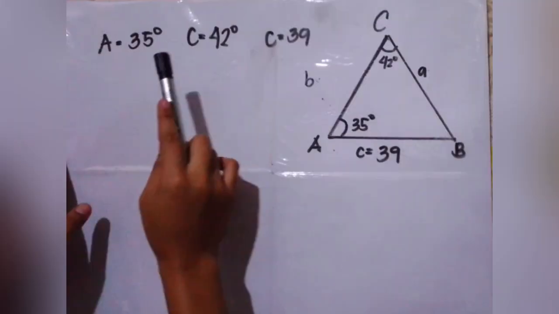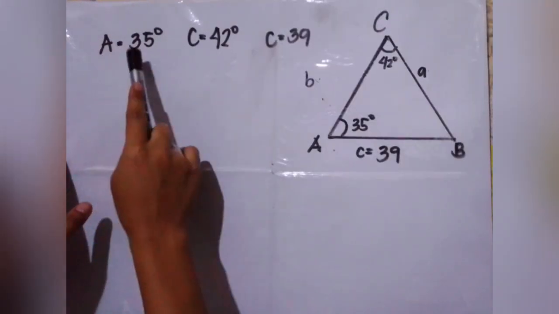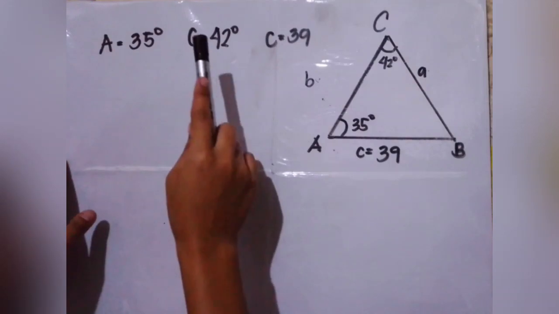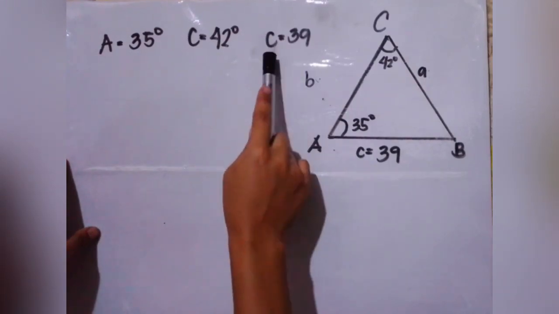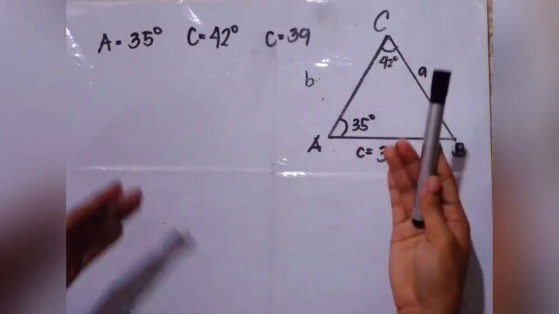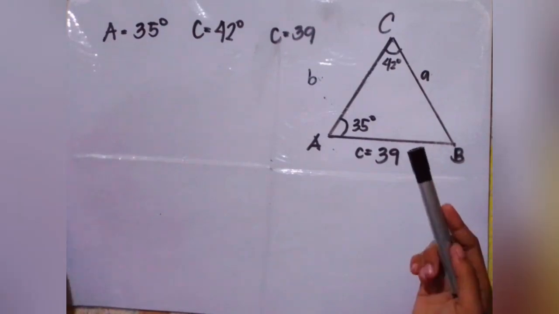I am Angela C. Sabidor, and today I am going to discuss the law of sines and law of cosines, with 3 examples in the law of sines and 2 examples in the law of cosines. In this problem we're going to solve an SAA triangle using the law of sines, given angle A is 35 degrees, angle C is equal to 42 degrees, and side C is equal to 39.